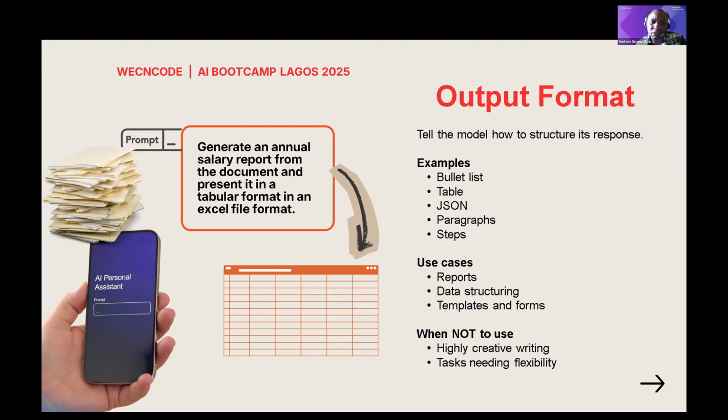For example, you could say, generate an annual salary report from the document and present it in a tabular format in an Excel file. So with this, what the model would do is give you that report in a tabular form, but also in an Excel file that can be downloadable. So use cases: when you are writing a report, maybe for data structuring, templates, forms.